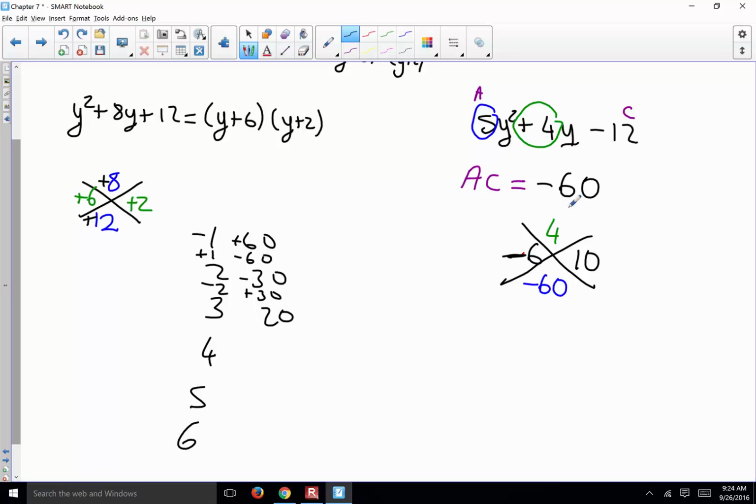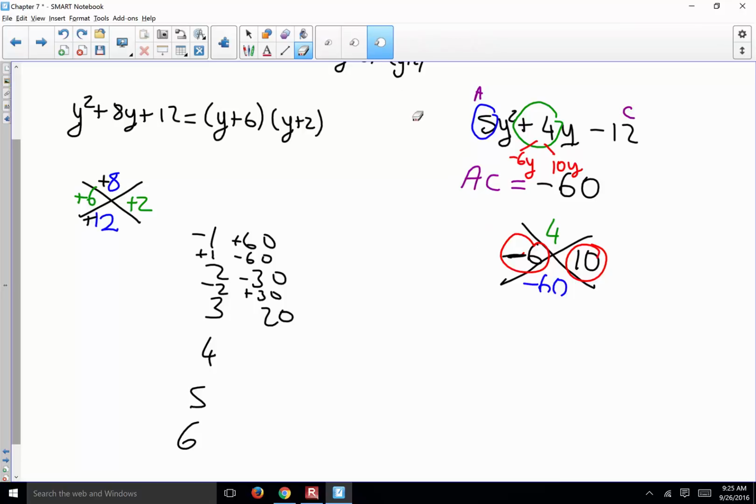And what do I do with these numbers now? Minus 6 and 10. Oh, is that the final answer? We just set it up as y minus 6, y plus 10? No. No, this is wrong. We use this minus 6 and 10 to break the middle term. Minus 6y, 10y.